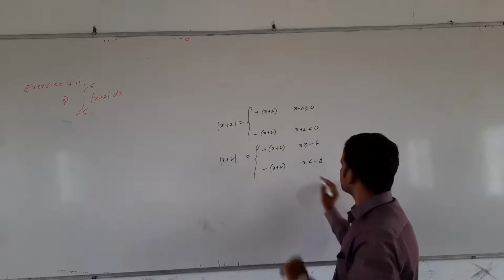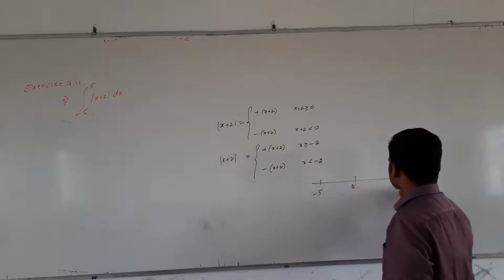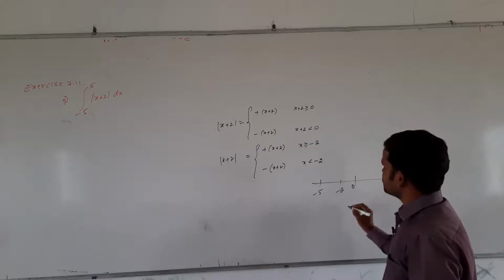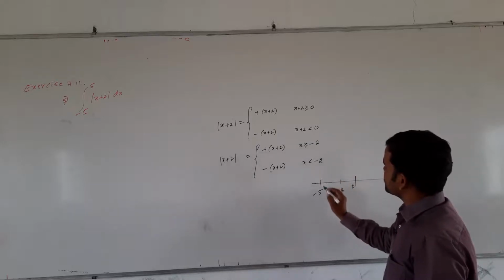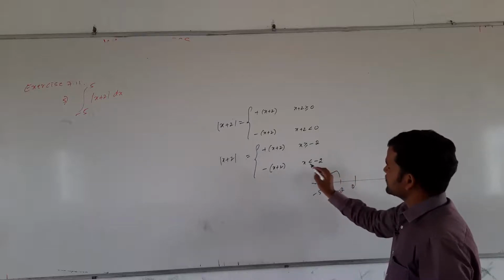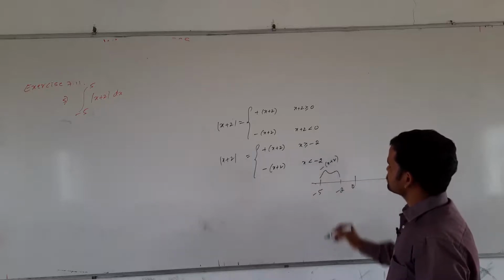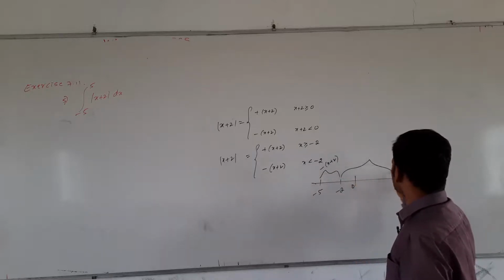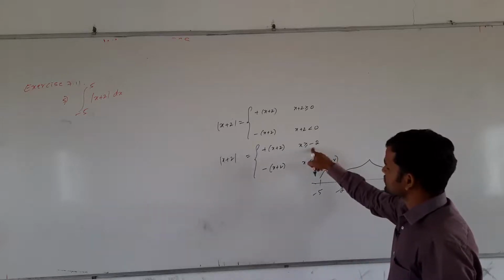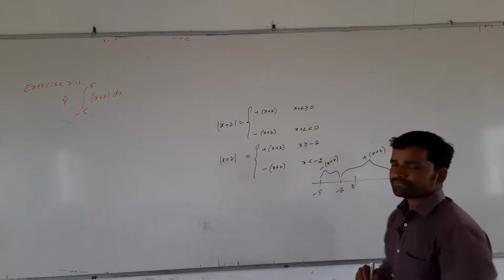Now, we are integrating it from minus 5 to plus 5. Here is 0, and minus 5 to plus 5 we are integrating. Somewhere here will be the minus 2, and now you see minus 5 to minus 2, in this interval x values are less than minus 2. So, which function will come? Minus of x plus 2 will come. Next, minus 2 to 5, x value is greater than minus 2, means plus of x plus 2 will come.